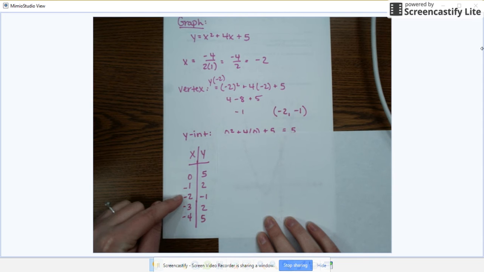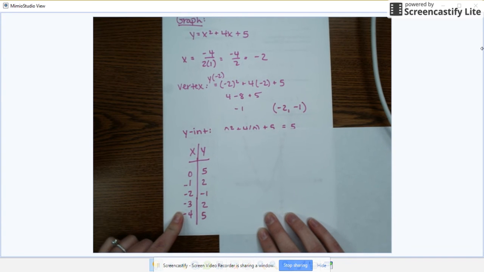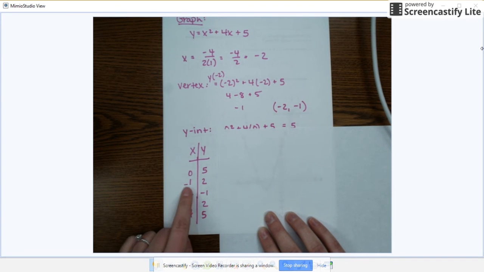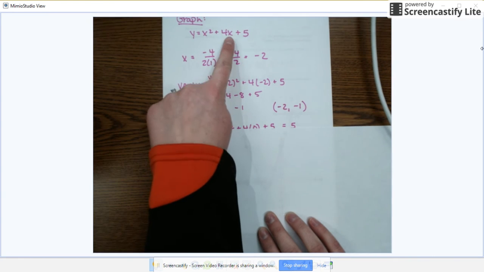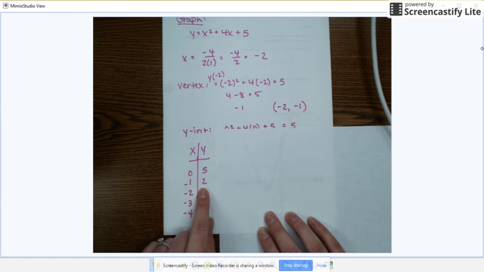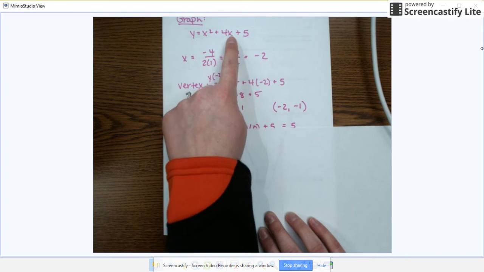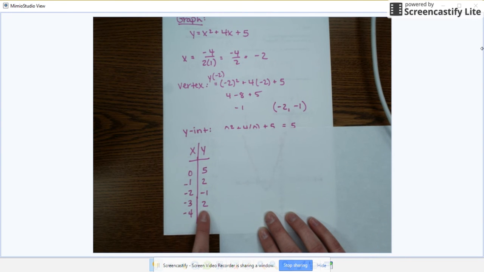Then I'm going to pick points above. I'm going to pick points to the right, and I'm going to pick points to the left. So when we take negative 1, we plug that into our original equation, and that's where we get the 2. When you plug 0 in, we get 5. That's our y-intercept right there. Okay, then we're going to go to the left of our vertex and take negative 3 and plug it back into our original equation. When we plug negative 3 in, we get a 2, and when we plug negative 4 in, we get positive 5.